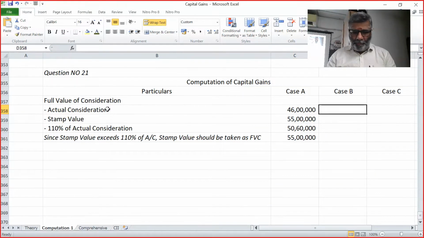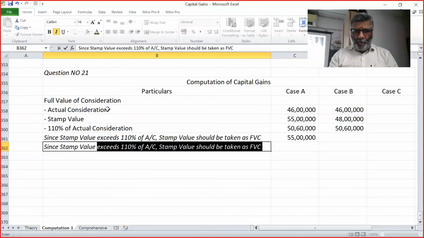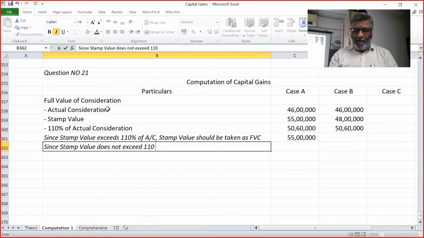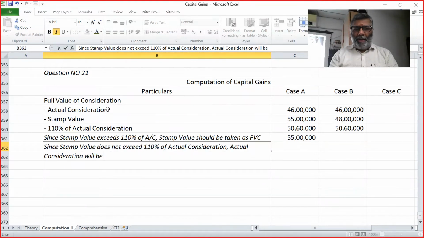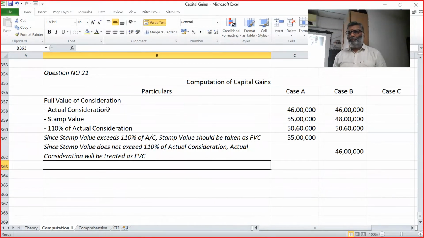In case B, 46 lakhs actual, 48 lakhs stamp value. 110% is 50 lakhs 60,000. Since stamp value does not exceed 110% of actual consideration, actual consideration will be treated as full value of consideration. 10% is the tolerance limit. So if it is not exceeding the tolerance limit, then fine. You can take the actual consideration itself, a 10% acceptable variation.